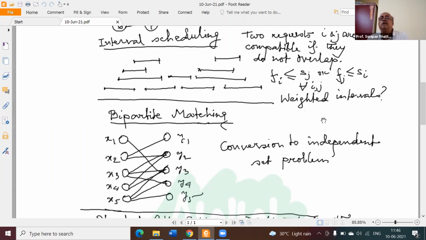Now let us consider a problem where x1, x2, x3, x4, x5 represent 5 jobs, and y1, y2, y3, y4, y5 represent 5 resources. The jobs may be, you may consider that a human being also. That can be any job. And the y's may be machines, some resources.